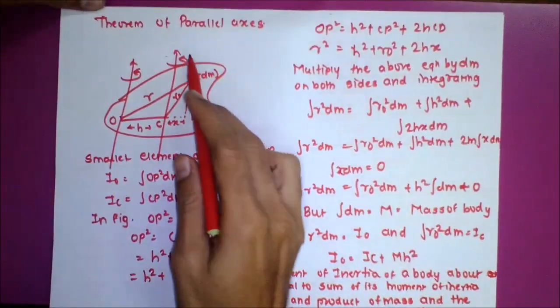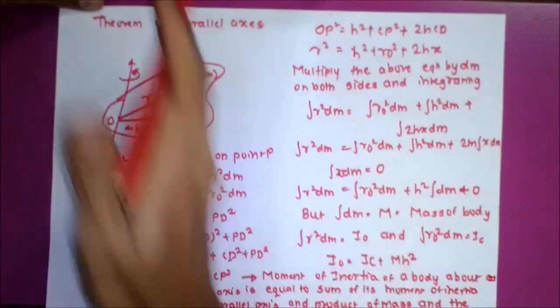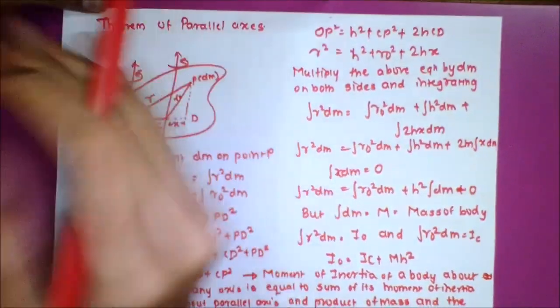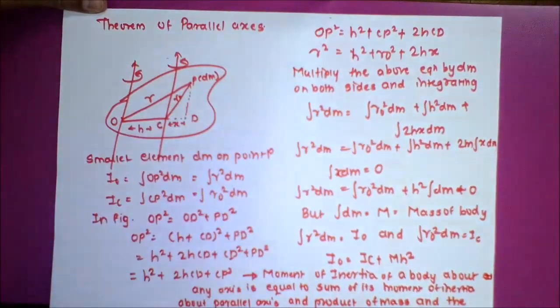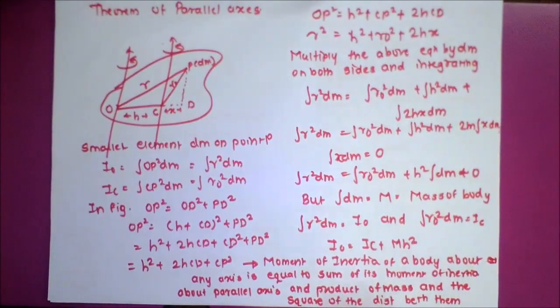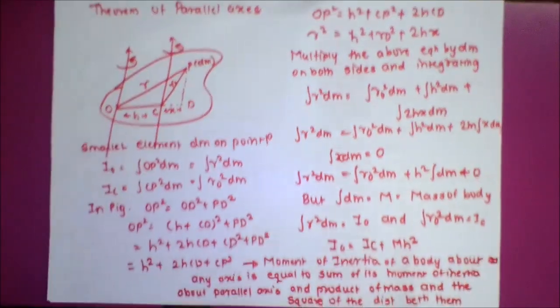We will solve the theorem of parallel axis. So we have two parallel axes along the same rigid rotating body. What the theorem of parallel axis states is that the moment of inertia of a body about any axis is equal to the sum of its moment of inertia about a parallel axis and the product of the mass and the square of the distance between them.